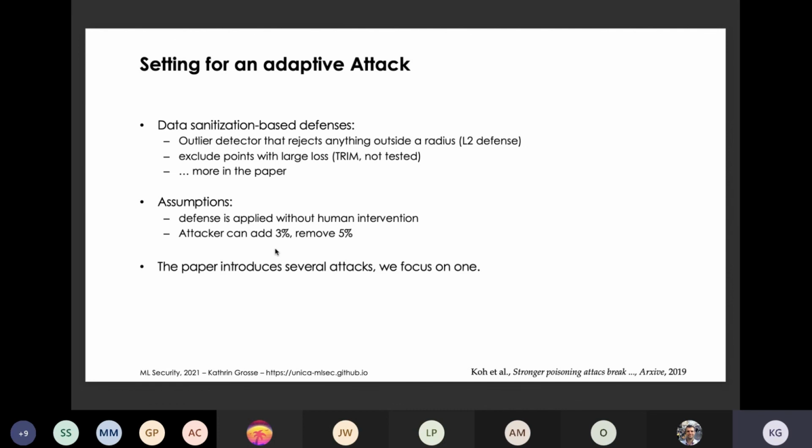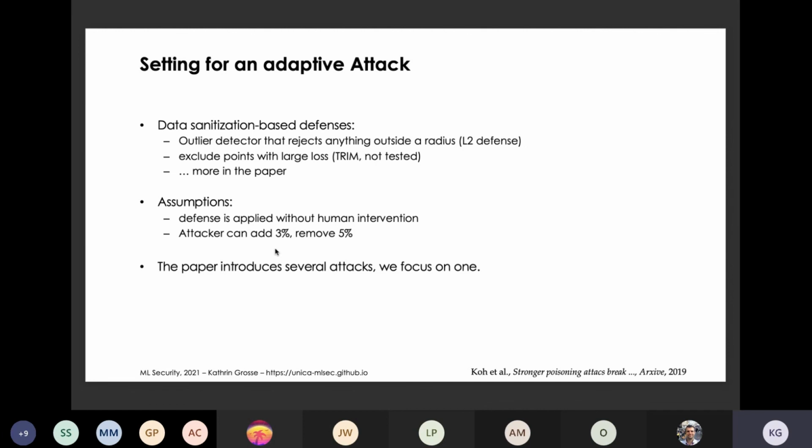One is an outlier detector that rejects anything outside an L2 radius. So you can take the mean of the data and then you define a threshold in terms of an L2 distance. And the other one excludes points with large loss, which is super similar to the one with the regression, TRIM, that we just discussed. Although in this paper, they are not particularly using TRIM itself.